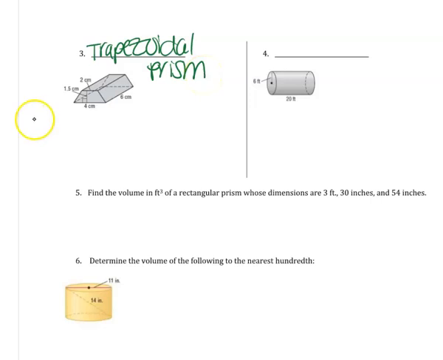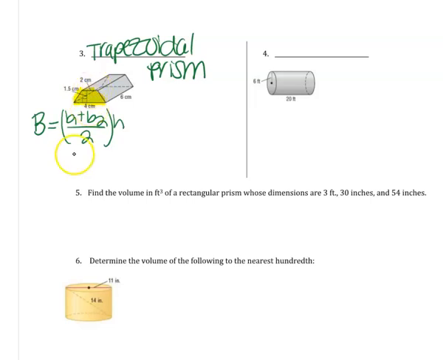So again, I'll figure out the area of the base first. Now, the area of a trapezoid is base 1 plus base 2 over 2. It's the average of your bases times the height of the trapezoid. Now, again, for the area of the base, you're only looking at that trapezoid. Don't look anywhere else, okay?